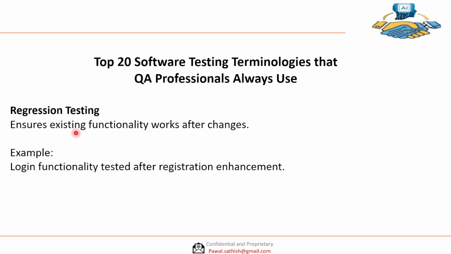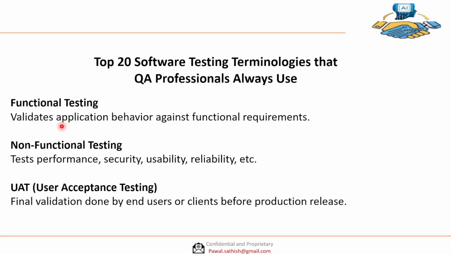Then regression testing. It ensures the existing functionality works after the latest changes or the latest code fix or defect fix. For example, login functionality is tested after the registration enhancement, so there should not be any side impacts. Then functional testing validates the application behavior against the functional requirements. Non-functional testing means testing the performance, security, usability, and reliability. Then user acceptance testing is the final validation done by the end user, the clients, or the product owner before the production release.